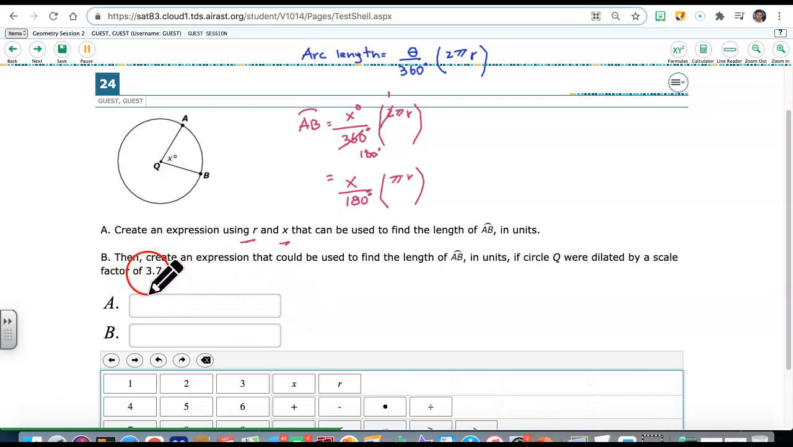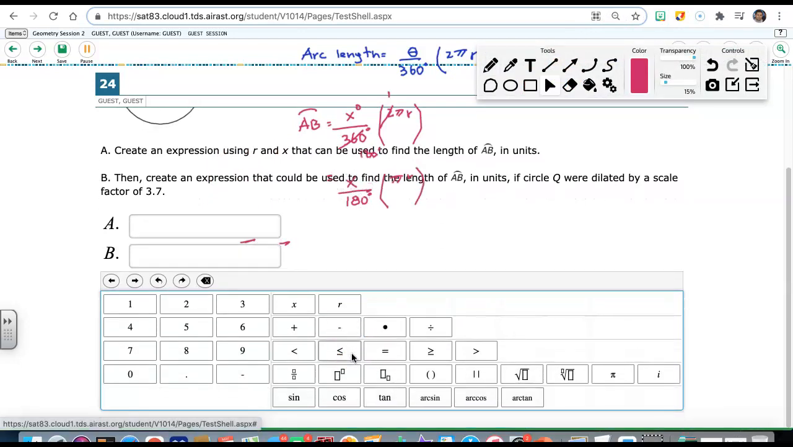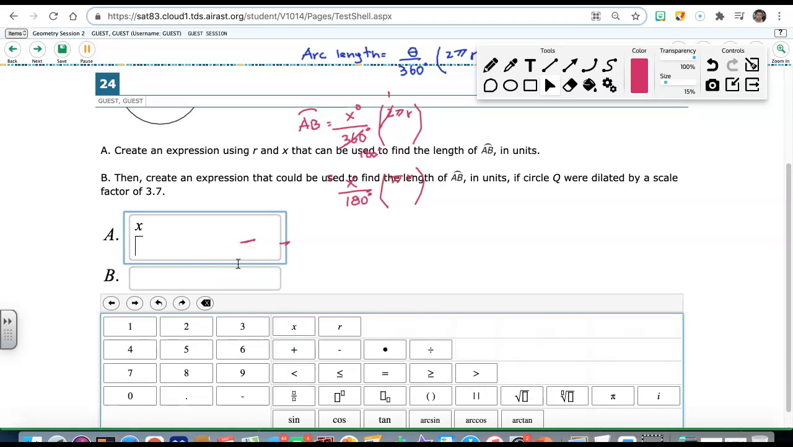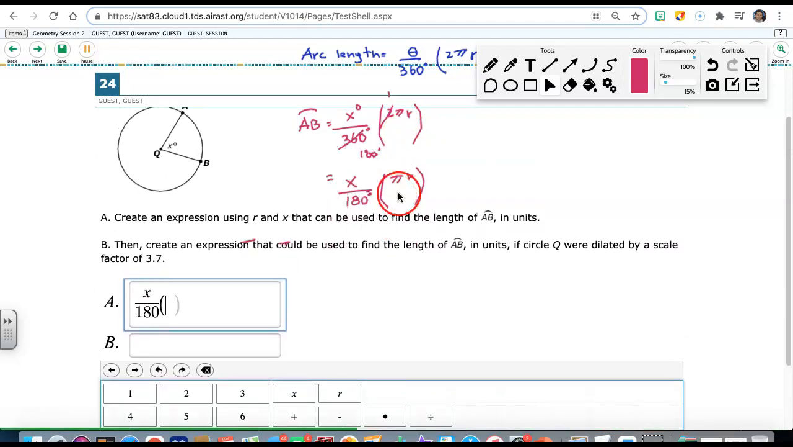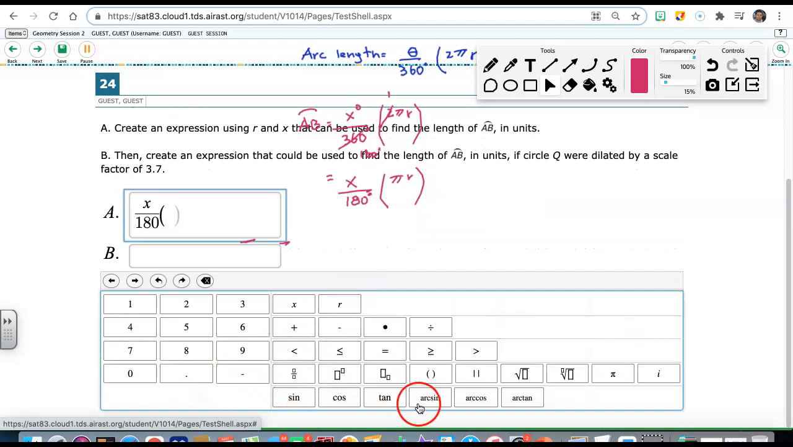So that'll be the expression for A. Alright? And then B, create an expression that could be used to find the length of arc AB in units if circle Q were dilated by a scale factor. So for part B, the only thing is that I need to multiply by my scale factor 3.7. So technically I just put 3.7 in the beginning. So let's type this in. My first answer is going to be, I need a fraction. I put x on the top, 180 on the bottom, times, I'm going to put a parenthesis, and it says it's going to be pi times radius. Pi times radius. Okay, pi times radius was pi.